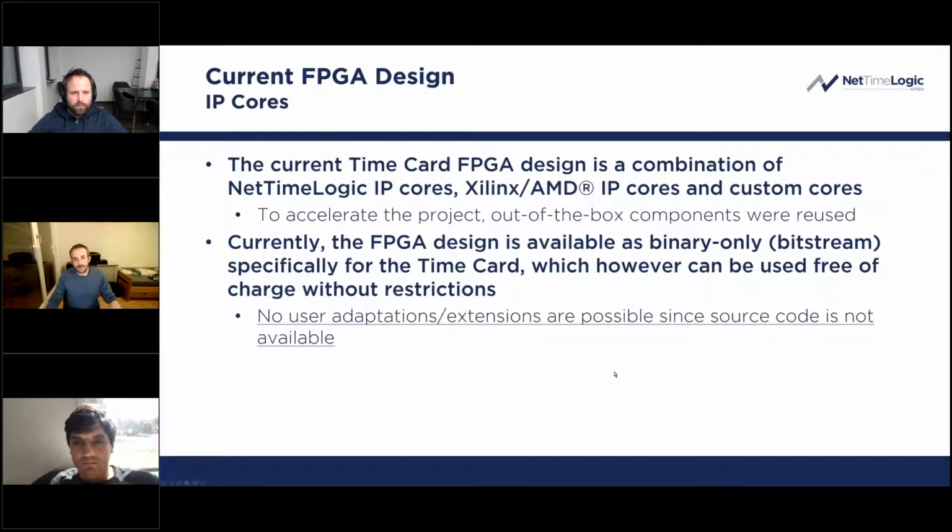Now let's talk quickly about the IP cores which are included in this design. There are several cores from Xilinx which were available, for example, the PCI Express bridge, GPIO modules, I2C interfaces, stuff like that. There are also quite many custom cores which were developed during the whole project phase. But the main functionality is provided by NetTimeLogic IP cores. This is done in that way just to accelerate the project, and these cores were just available. So we have just integrated them into the design out of the box, and we were quite fast to provide a running system.